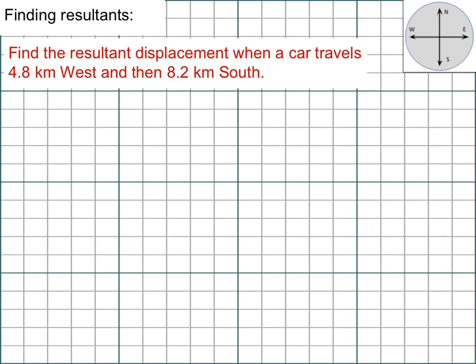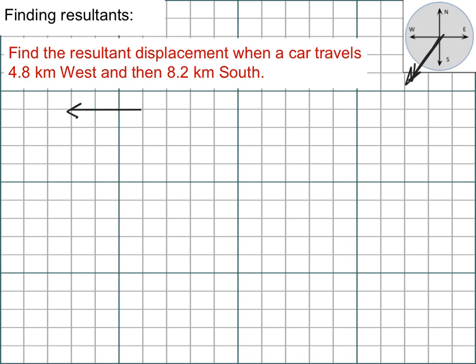All right, so this question asks us to find the resultant displacement. What that means is it's asking us to sort of find the quick route, as if you did these two displacements, instead of doing them separately, you just went directly from the beginning to the end. So what we have here is a car traveling 4.8 kilometers to the west and 8.2 kilometers to the south. So I can kind of imagine it's going sort of southwest. It's sort of going in this general direction. So I'm going to set up my diagram here.